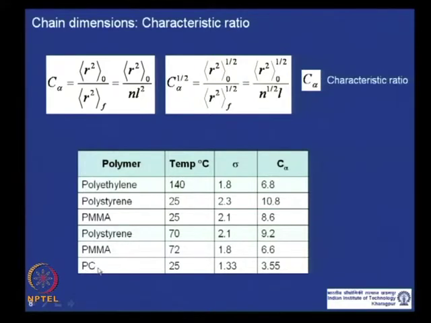Now, look at this number for polycarbonate, this stiffness is even lower. Now, what is the use of this stiffness? When you have a polymer substance and you impact on that matrix, obviously if the chains are flexible, then it can absorb the energy you are supplying.